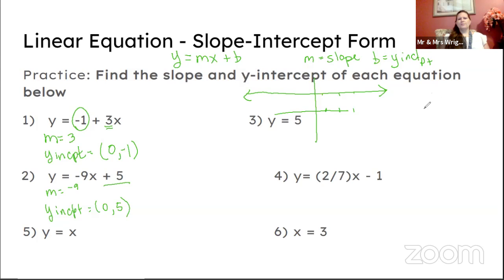That means this equation before it was simplified is y equals 0x plus 5. My x isn't going to matter, because it's canceled out by being multiplied by 0. So what is the slope in this case? The slope is 0, m equals 0. Anytime you have a horizontal line, there is no slope. There is no incline to that mountain.